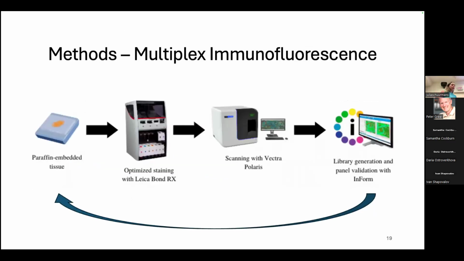So what we do in our lab is multiplex immunofluorescence. The way that we do that is we start with wax-embedded tissue, as seen here, paraffin embedded. Then we slice that up and stain it with our automated stainer, the Bond Leica. Then we image with the Vectra Polaris, and we analyze our data within inForm. This is a pipeline that we repeat iteratively over and over again until we find that the stain that we have is representative of what's happening biologically.